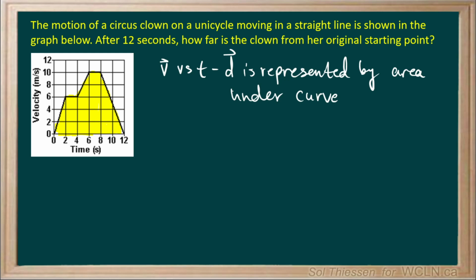And so to find the total displacement after 12 seconds, which is right here, we need to calculate the area under this graph, all of this highlighted area. So we need to know the area of this triangle, this rectangle, this rectangle, this triangle, this rectangle, and finally this triangle here.